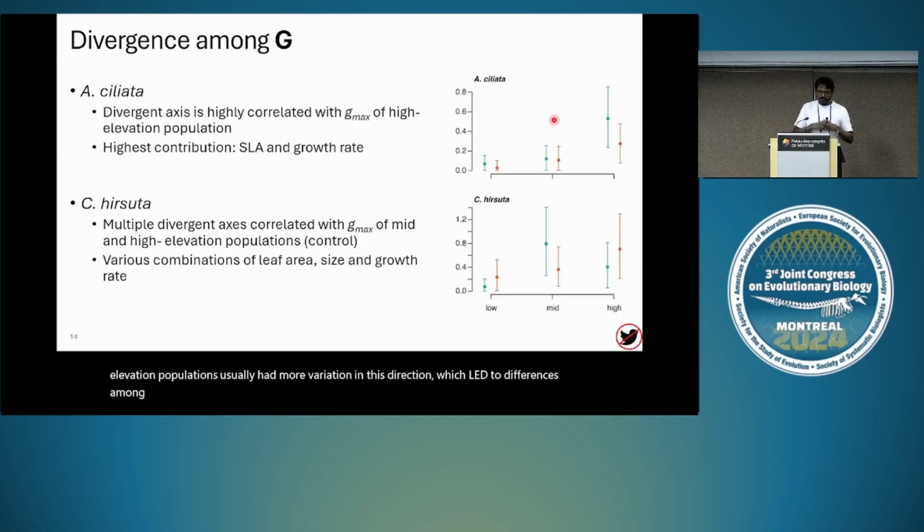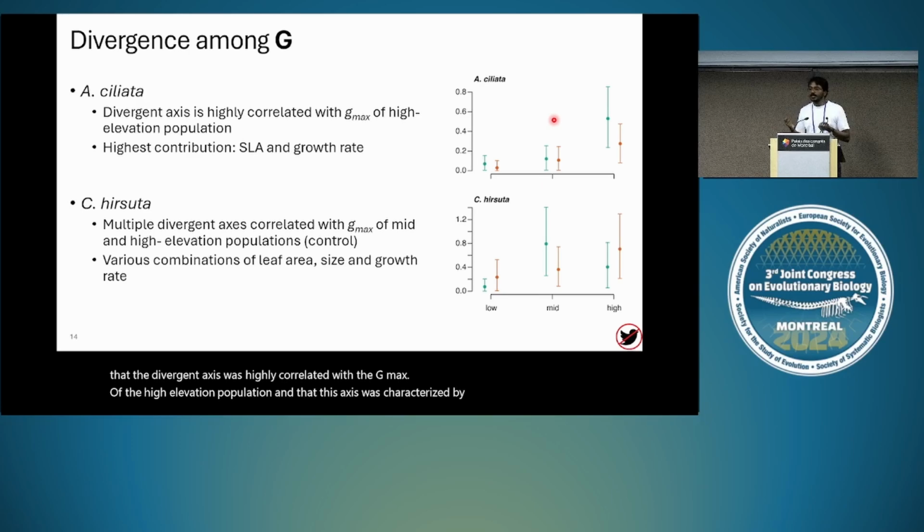Why is that the case? So probing into this a bit further, for Arabis ciliata, what I see is that the divergent axis was highly correlated with the Gmax of the high elevation population, and that this axis was characterized by high contributions from SLA and growth rates.